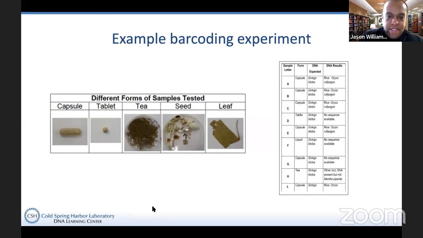And part of the reason why this is interesting is that if you take a ginkgo leaf off of a tree, hopefully you've seen one, I don't have a good picture of one, here's a dried one, you know what ginkgo looks like. But in the form of a capsule or a tablet or tea, you don't know at all what it looks like. And in fact, I didn't put it here, but the results that they found were ultimately confirmed by the New York State Attorney General. Many of these places were issued cease and desist orders. So it was actually verified that most of this stuff ended up being rice and other things, but not ginkgo. So that's the type of experiment that you can carry out.